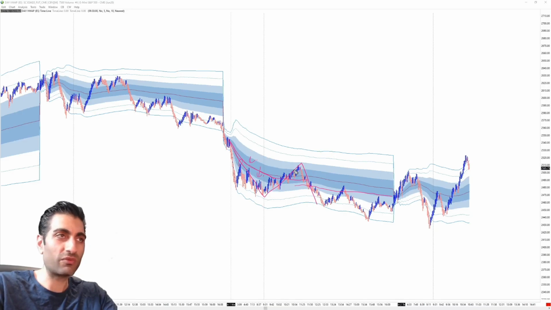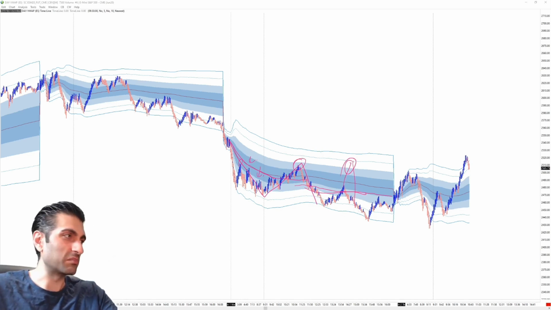We go a reversal day in the sense we tried to go rotational, but then the rotation failed and we just went into a breakout day, right? Because had this rotation succeeded, we would have expected that to go there, right? Simple.